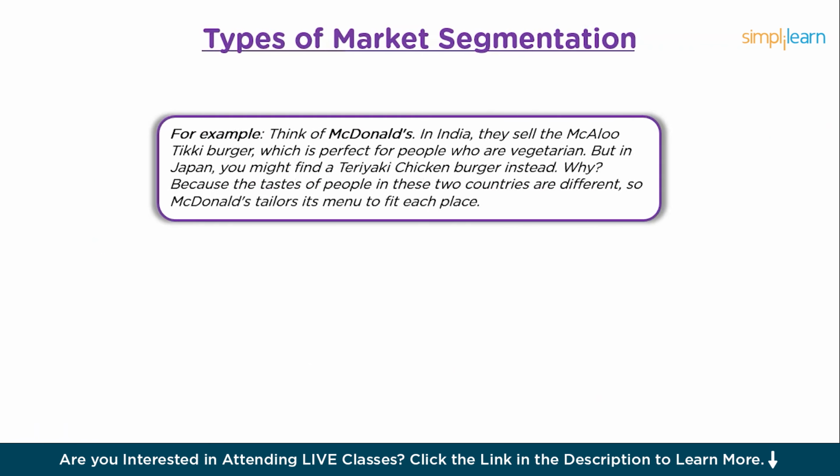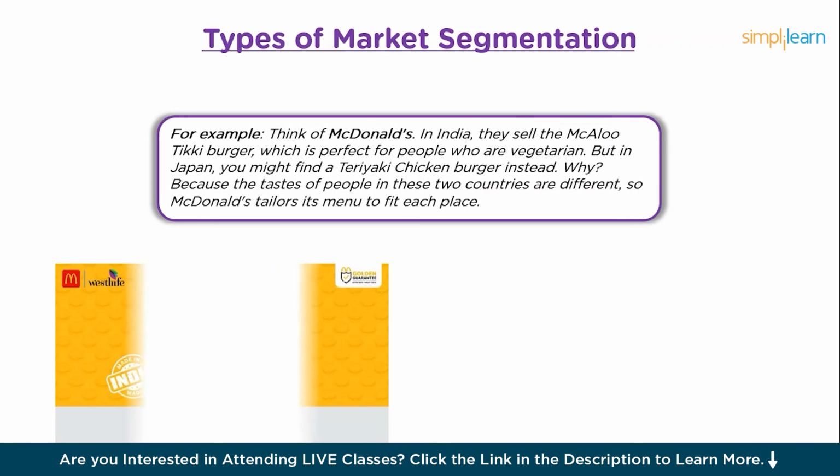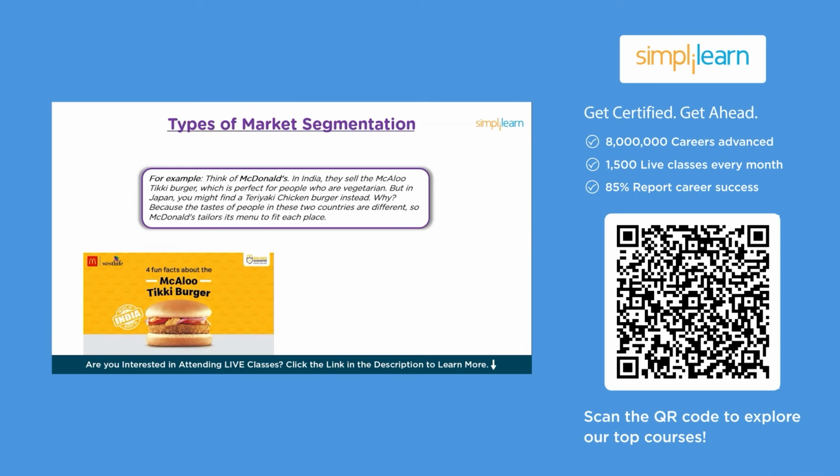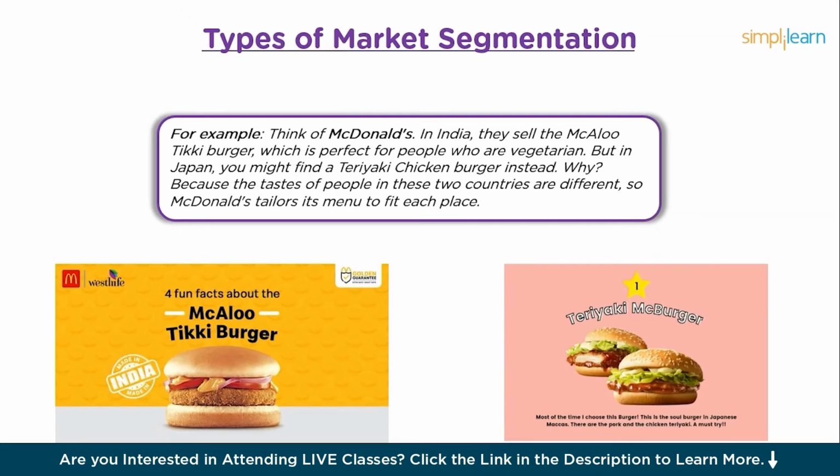Now, let's take an example. Think of McDonald's. So in India, they sell the McAloo Tikki burger, let's suppose, which is perfect for people who are vegetarian. Now, often if you visit McD, you opt for the Tikki burger. But in Japan, you might find a teriyaki chicken burger instead. Now, why? Because the taste of people in these two countries is different. So McDonald's tailors its menu to fit each place.